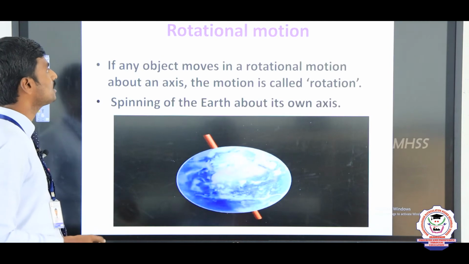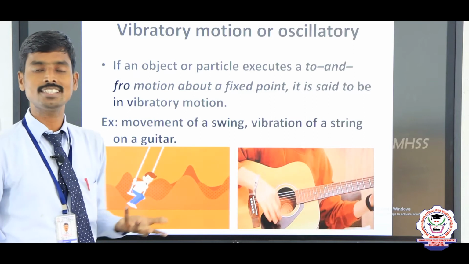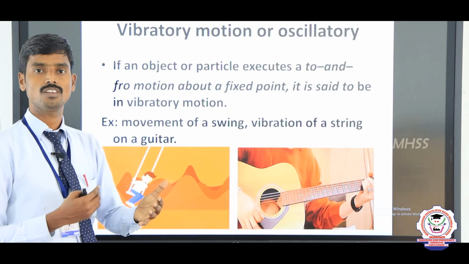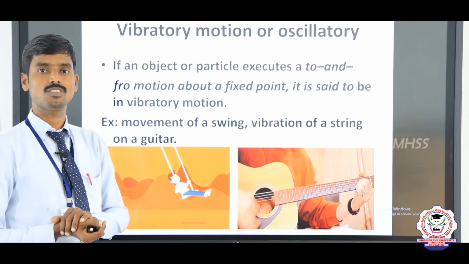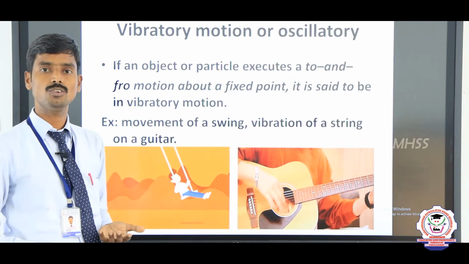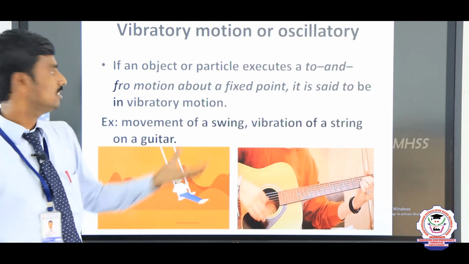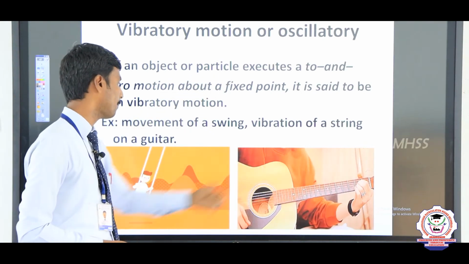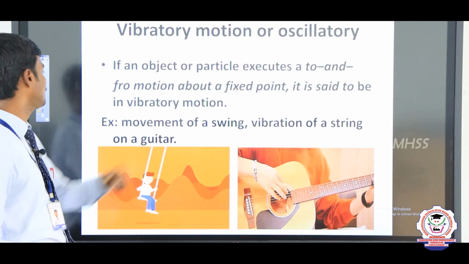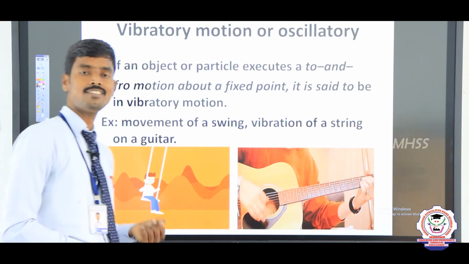The next one is vibratory motion, in other words oscillatory motion. Vibratory motion is when an object moves to and fro about its mean position. To and fro motion is up and down motion or left to right motion. This kind of motion we call vibratory motion, or oscillatory motion. Good examples are the movement of a swing and the vibration of a string on a guitar.